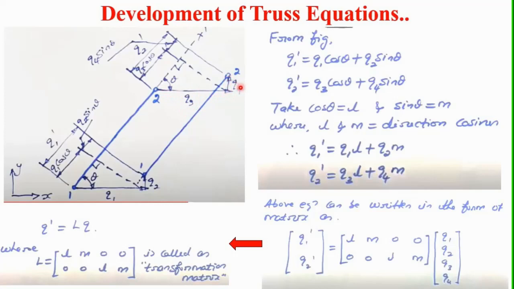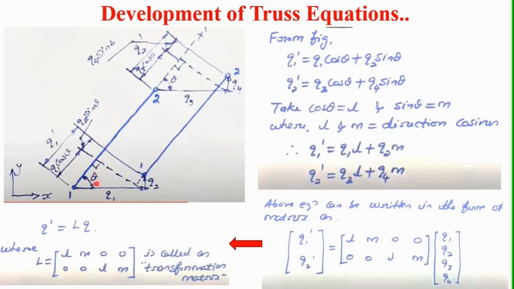Now we have to calculate the relation between the global coordinate system and the local coordinate system. In the local coordinate system, node 1 is displaced from this point to this point by q1 dash, and node 2 is also displaced from this point to this point by an amount q2 dash.